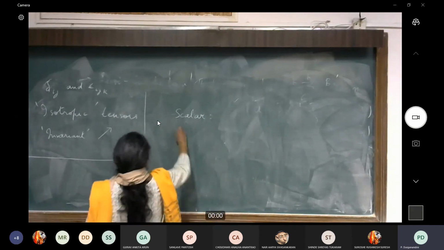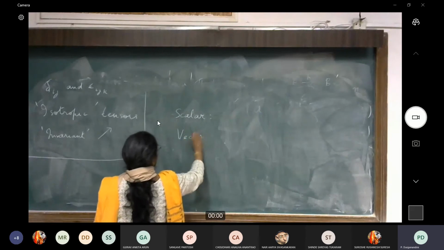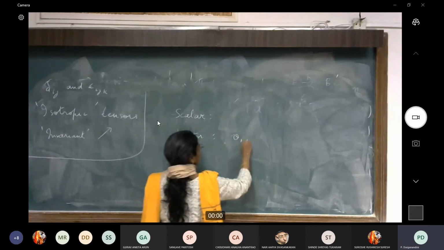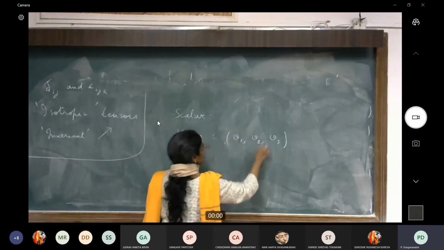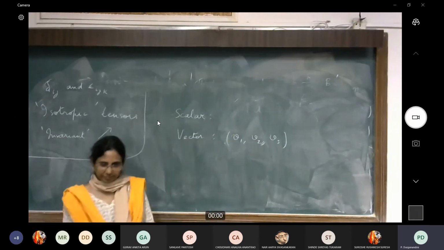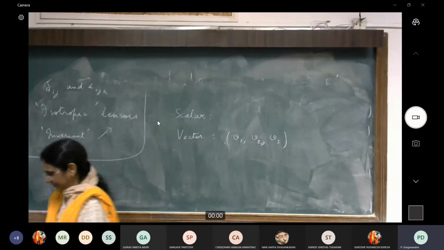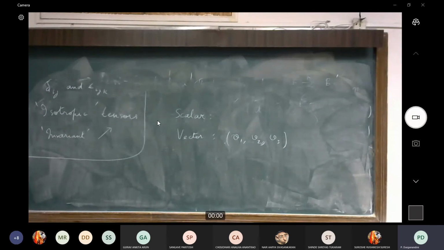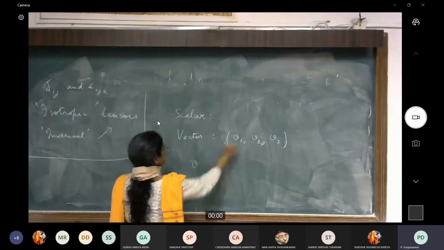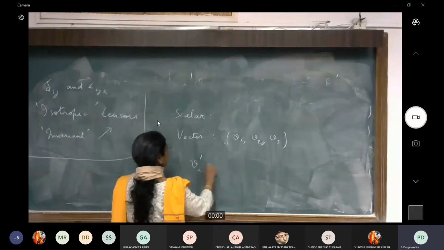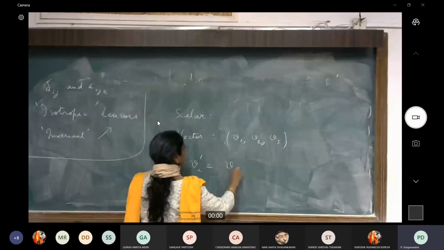On the other hand, if I take a vector, this is an object which has three components. So I have v1, v2, v3. Now what is the most general isotropic vector? By definition, an isotropic tensor must be something whose components look the same in any basis. So suppose this is my vector, then my vi prime should be the same as vi.